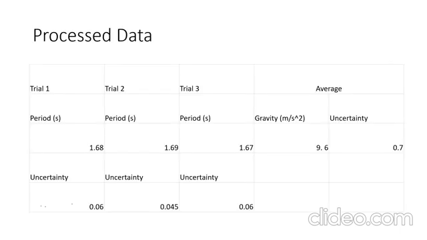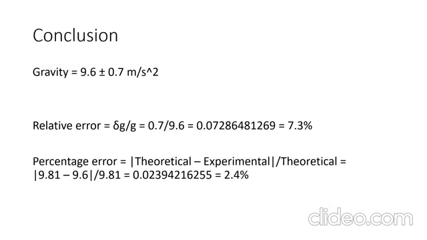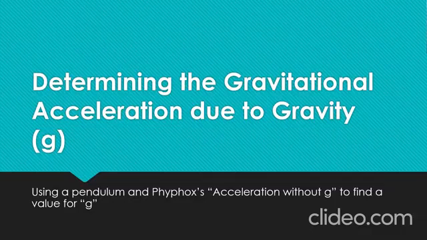Now, after all the data has been processed, it can be seen that the gravity is equal to 9.6, and the uncertainty is 0.7 meters per second squared. For the experiment, gravity was established to be 9.6 plus or minus 0.7 meters per second squared. The relative error was found to be 7.3%, and the percentage error was found to be 2.4%.